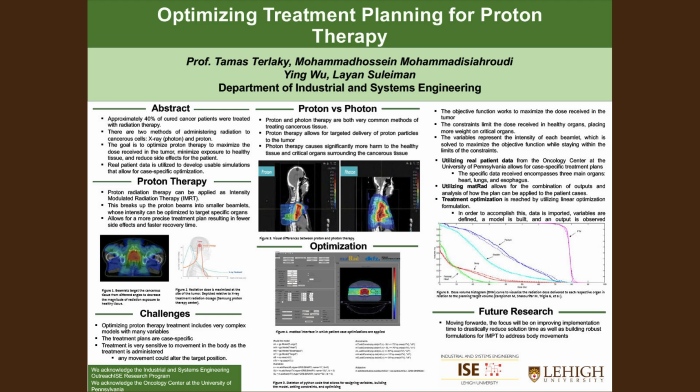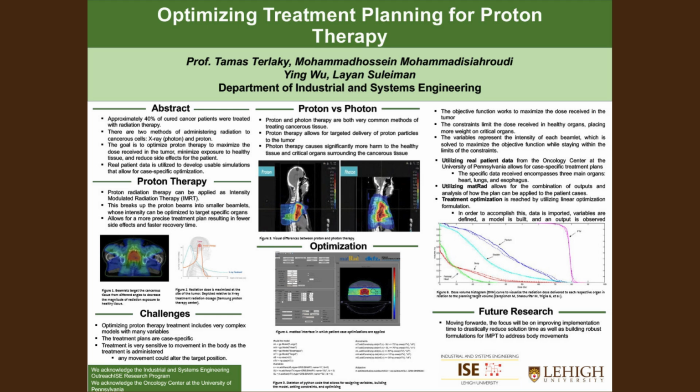The difference between this method of treatment and photon therapy is small, but the effects can be immense. Proton and photon therapy are both very common methods of treating cancerous tissue. Despite both being different types of radiation therapy, the benefits and challenges of each are very different. Proton therapy allows for targeted delivery of proton particles to tumors, whereas photon therapy causes significantly more harm to healthy tissue and critical organs surrounding the cancerous tissue.